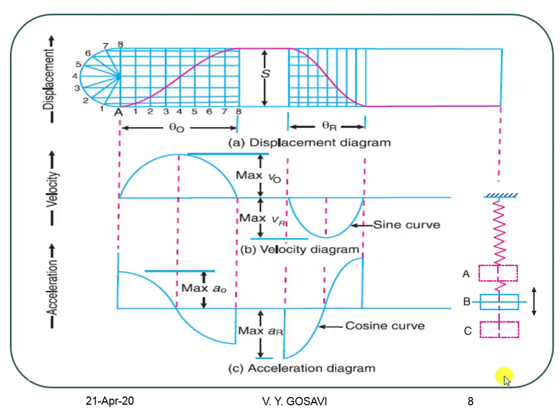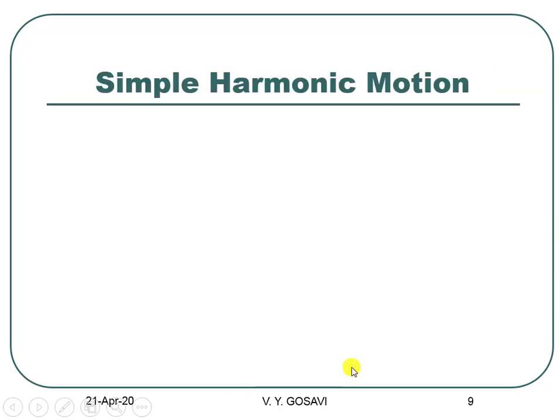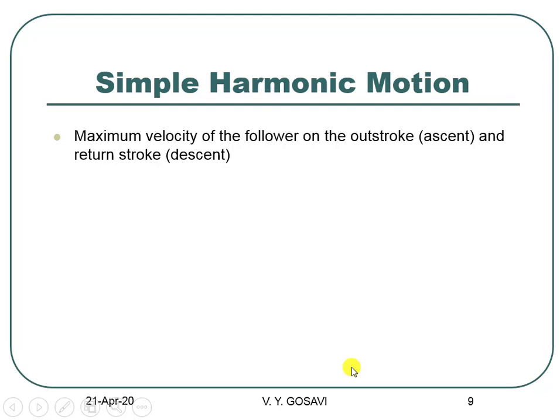Displacement of the follower is maximum at start and end of stroke. That's why acceleration is maximum at start and end of the stroke. It is the cosine curve. Magnitude of maximum velocity at outstroke and return stroke can be calculated with the help of these equations. So VO is the maximum velocity at outstroke and VR is the maximum velocity at return stroke.